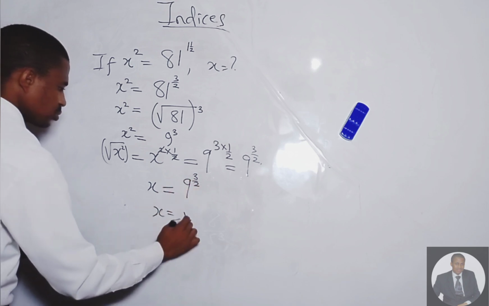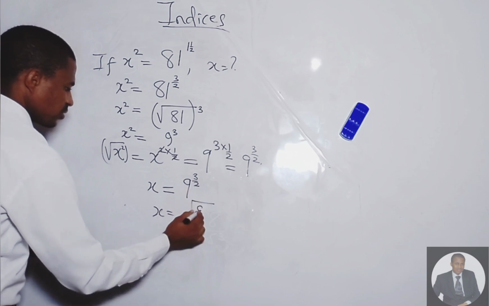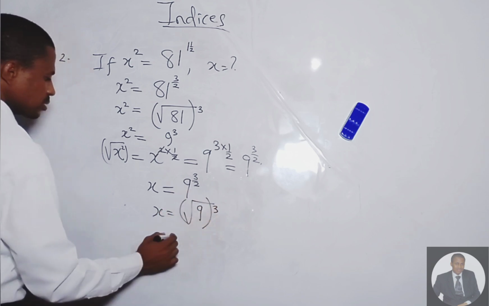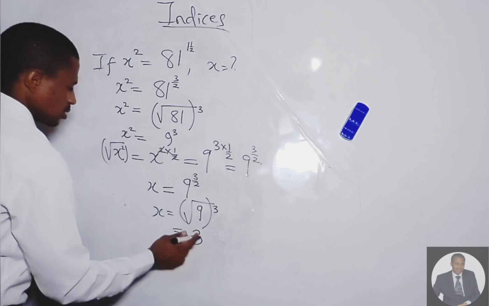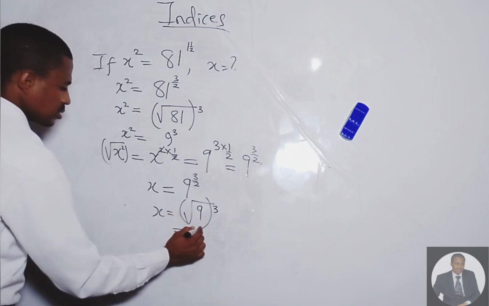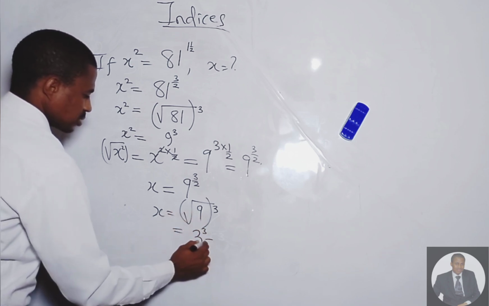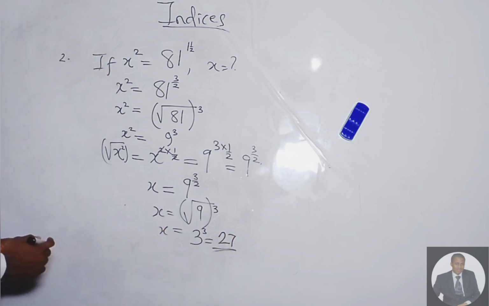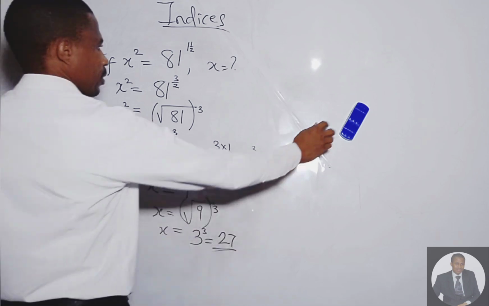x is equal to the square root of 9. Then whatever answer we get, we raise it to the power 3. The square root of 9 is 3. 3 raised to the power 3 is the same thing as 27. So x gives us 27.